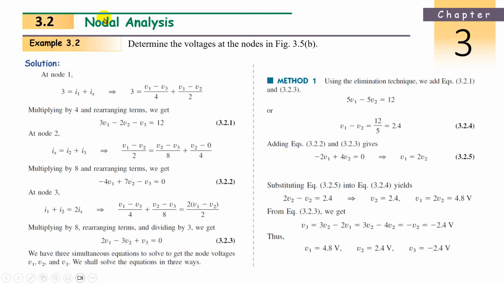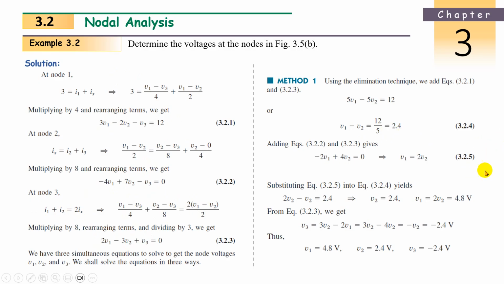Now we'll write here. Same thing, it comes in this equation: 3V1 minus 2V2 minus V3 equals 12. That is one equation. Then at node 2, Ix equals I2 plus I3. Now rearrange everything: minus 4V1 plus 7V2 minus V3 equals 0. At node 3, I1 plus I2 equals 2Ix. Now substitute 2Ix, the 2 and the divided by 2 will cancel. Rearrange this: 2V1 minus 3V2 plus V3 equals 0. So this is one equation, this is another equation, this is the third equation.